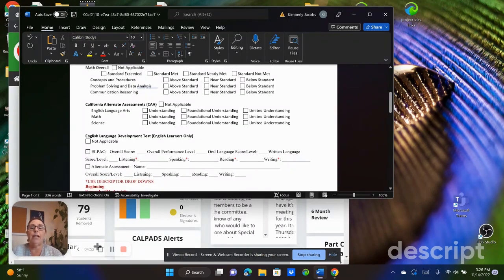The California alternate assessment is given to students who are performing well below grade level and may not be able to participate in the test in any meaningful manner, and I would fill that in there.